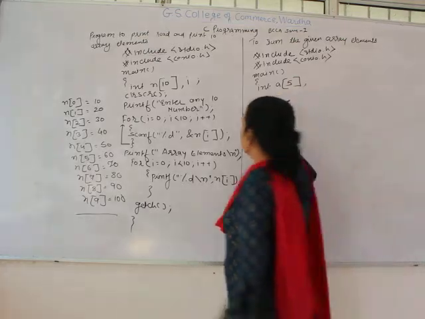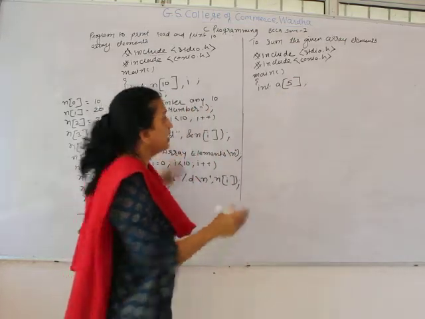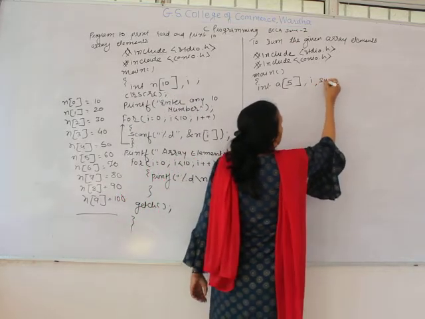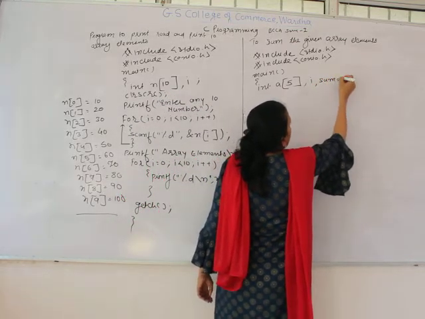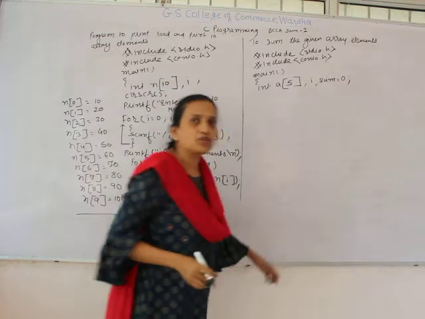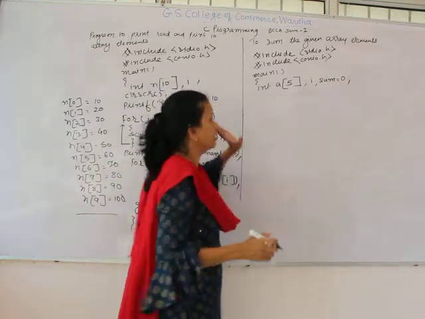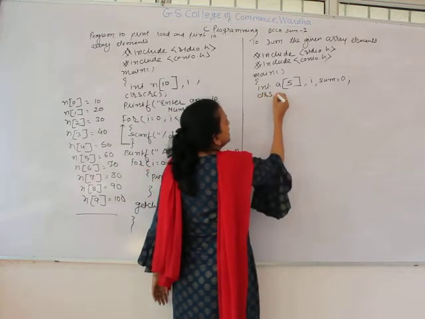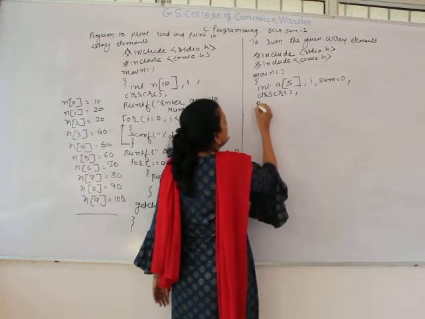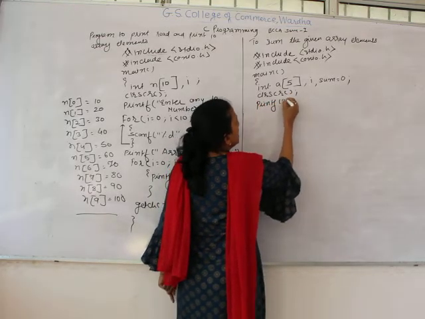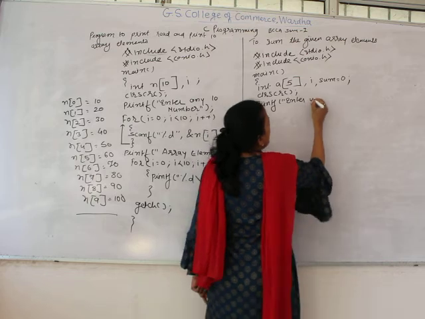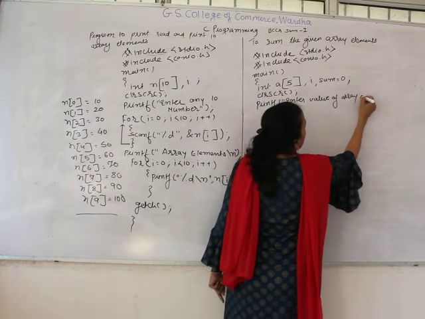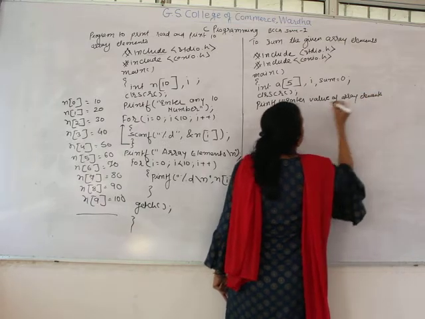So here to set the loop I am taking one variable i, and add one variable sum, which is used to sum up the values of the array elements. First I am going to initialize sum to 0. Why I initialize it, I will tell you later. Now clrscr. Okay, so printf, enter the value of array elements. So 5 values.